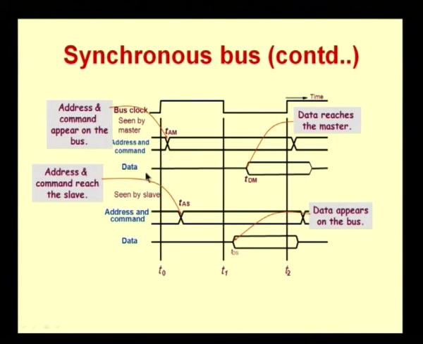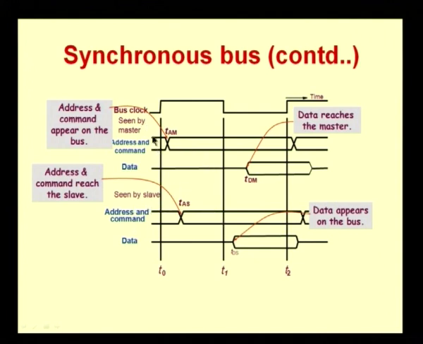Now, if it is a read operation, when is the data going to be available? Data will be available sometime after the address and command have been placed. You can see this over here, address and command. Let us say this is TAM, when the address and command are placed on the bus. Address and command will reach the slave after some time. So, the upper part is how things are as seen by the master, and the lower part is how things are as seen by the slave.